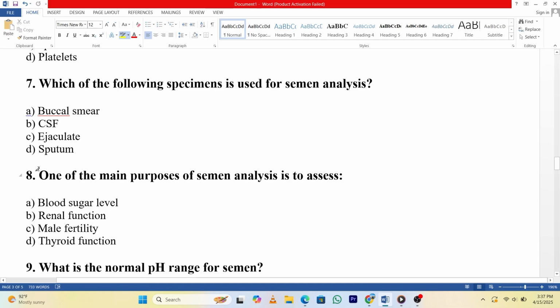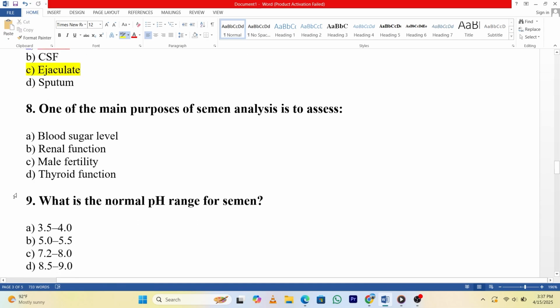8. One of the main purposes of semen analysis is to assess A. Blood sugar level. B. Renal function. C. Male fertility. D. Thyroid function. Answer: C.